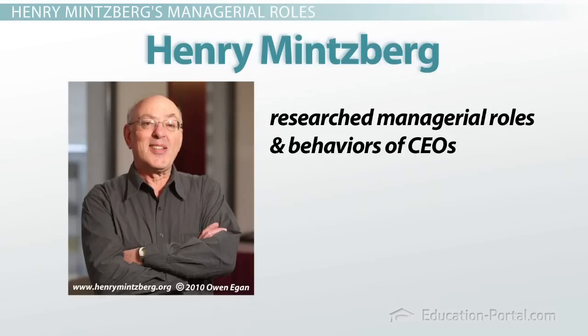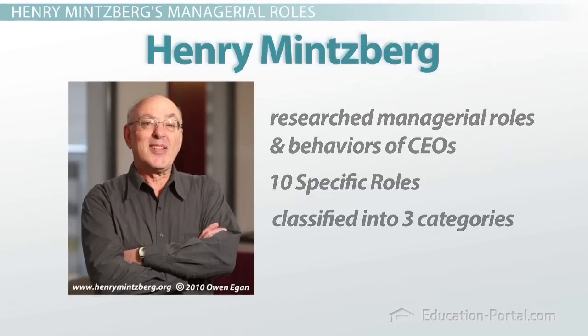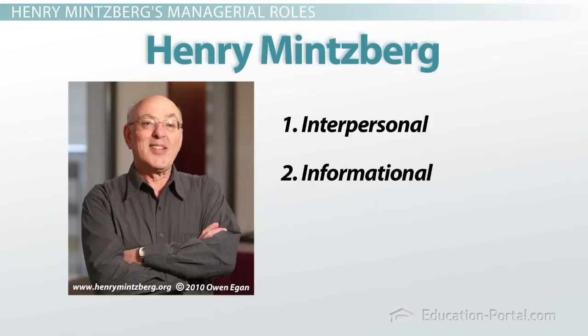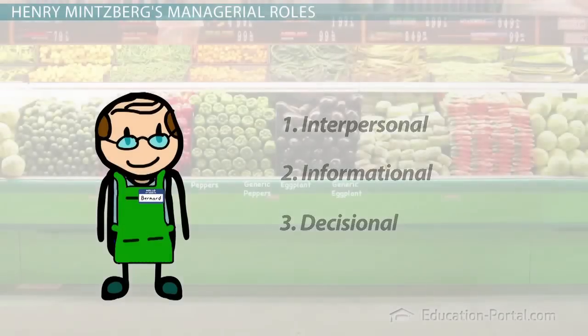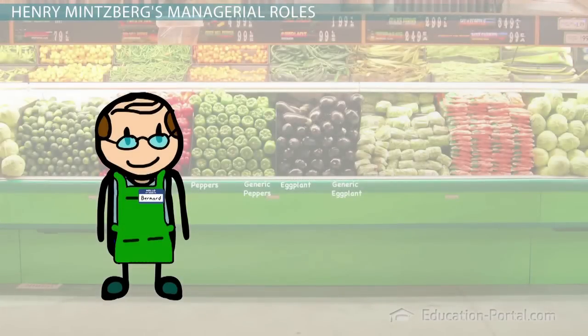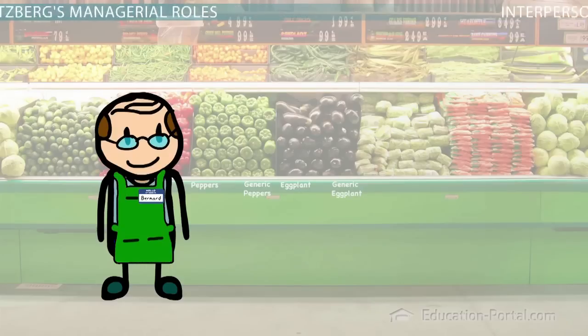Henry Mintzberg spent much of his career researching the managerial roles and behaviors of several chief executive officers, or CEOs. Mintzberg discovered that managers spent most of their time engaging in 10 specific roles. He was able to then classify these roles into 3 categories, including interpersonal, informational, and decisional roles. To better understand these roles, let's look at how they are applied by Bernard the boss as he goes through his daily routine as a manager at a local grocery store.